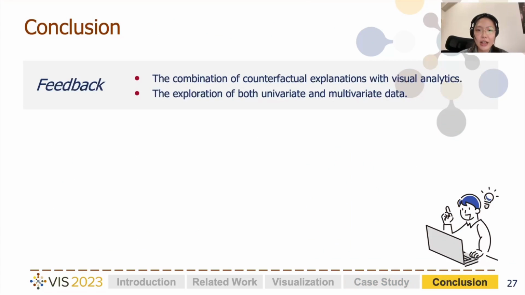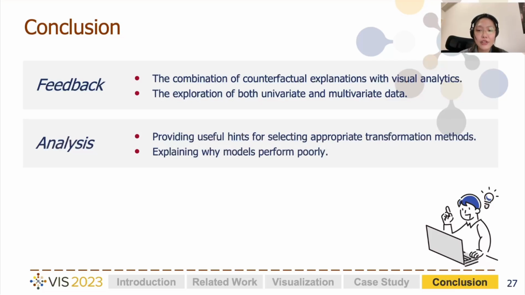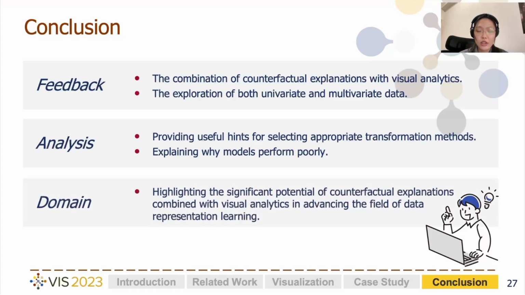To evaluate the feasibility of TimeTuner, we collected feedback from 5 DL experts and 5 visualization experts. All experts commended the combination of counterfactual explanations with visual analytics for analyzing the impact of time series representations on LSTM-based predictions, and praised the system for its ability to support the exploration of both univariate and multivariate data. Our analysis uncovers valuable insights, providing useful hints for selecting appropriate transformation methods, and explaining why models perform poorly. What's more, our work has highlighted the significant potential of counterfactual explanations combined with visual analytics in advancing the field of data representation learning. That's all.